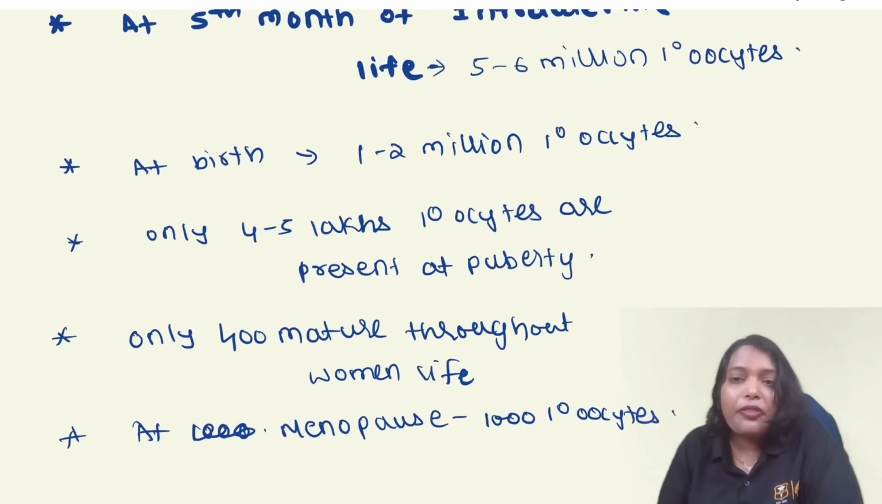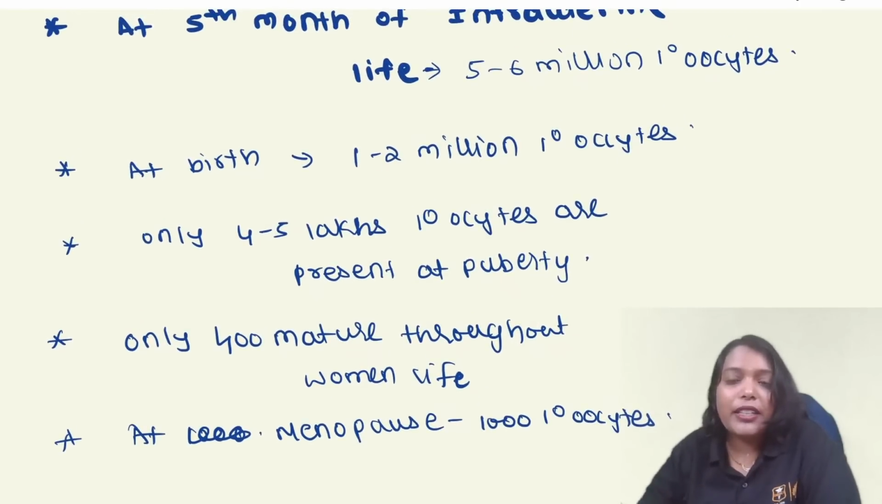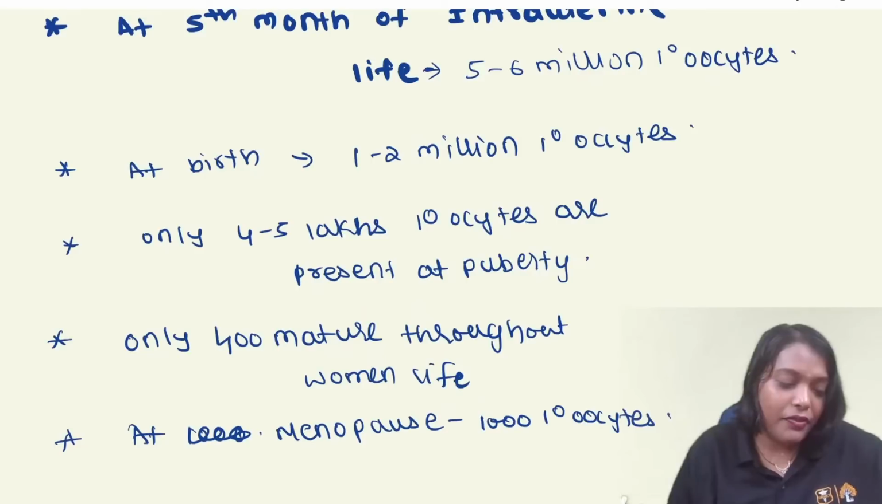So what will happen if all our 400 primary oocytes get depleted? What do you call that?